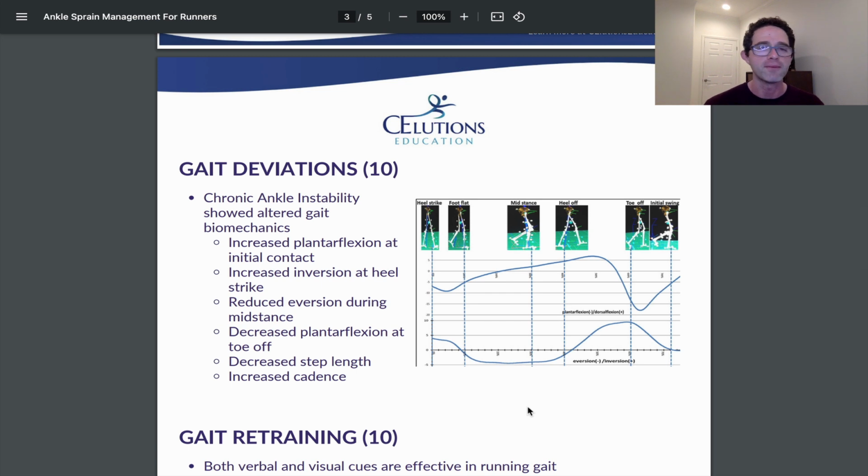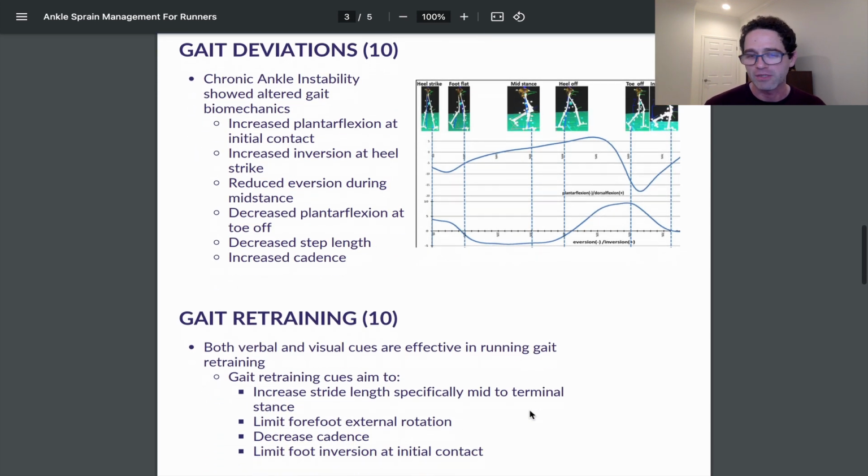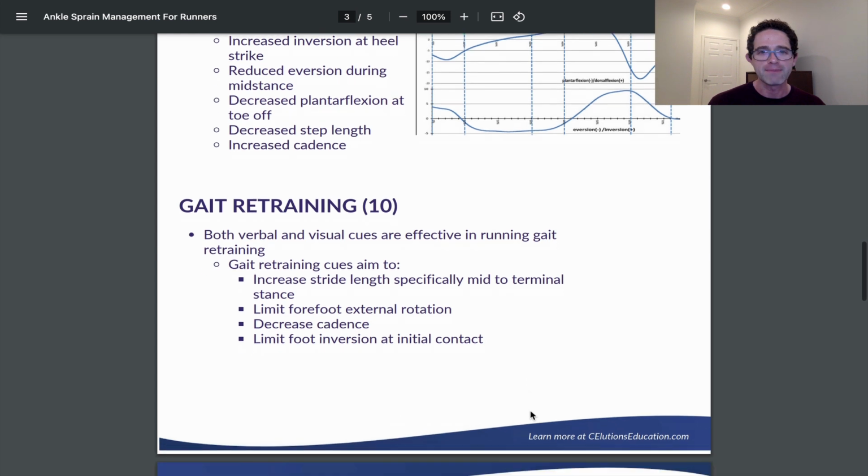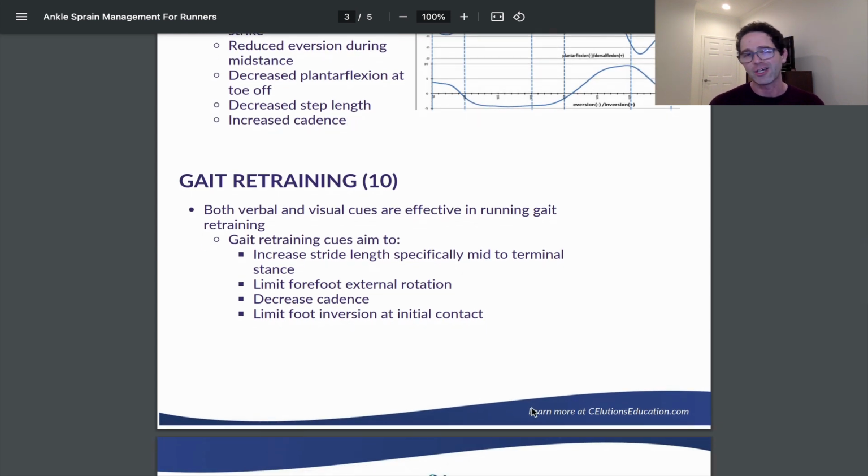How can we help them avoid these gait deviations, these wrong gait patterns that are going to cause more pain? Well, some of it comes down to gait retraining. Now, I want to make a special note here that gait retraining isn't the only way that runners can improve and get better with their running. A lot of it is the strength training we talked about before, and a lot of it is making sure they're running at the right time. Footwear is an aspect of that too.